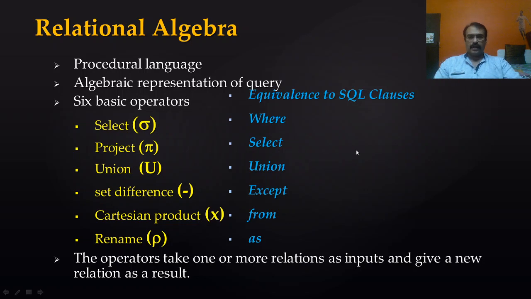So the select operation is equivalent to the where clause, in which we are proposing a condition. You are writing a predicate, the predicate which you want the resultant table to satisfy. So row selection, that is the select operation, is equivalent to where.